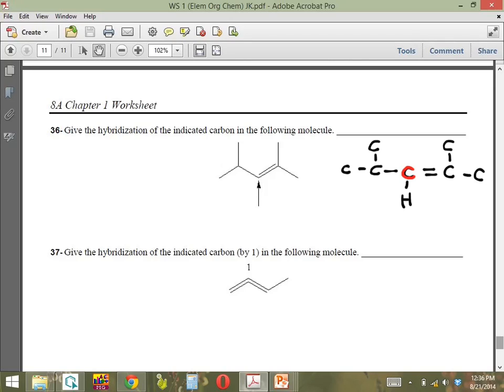It needs 4 bonds, right? It's got the double bond here, that's 2 bonds, and a single here, that's 3. It needs another bond, and the other bond will be with hydrogen.